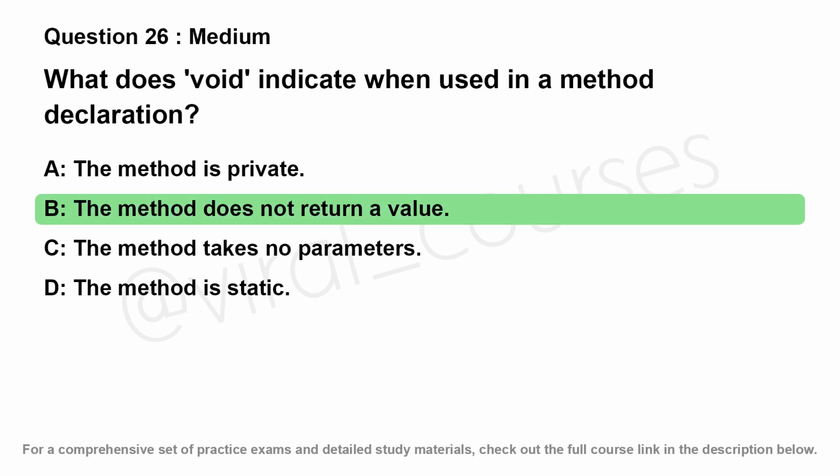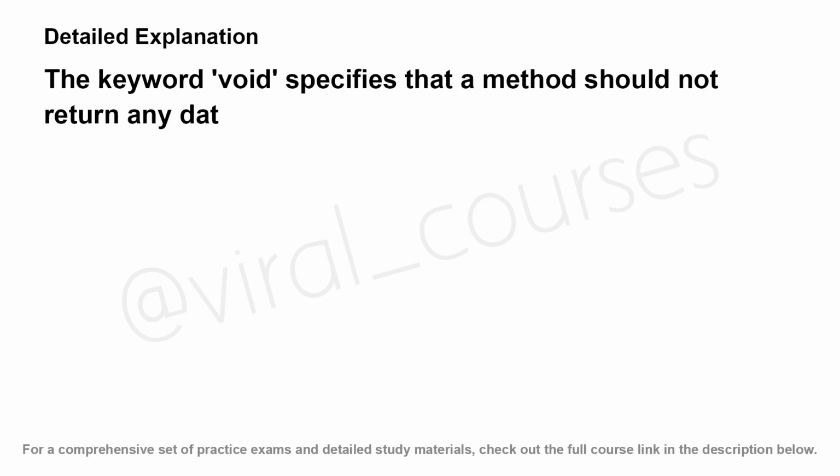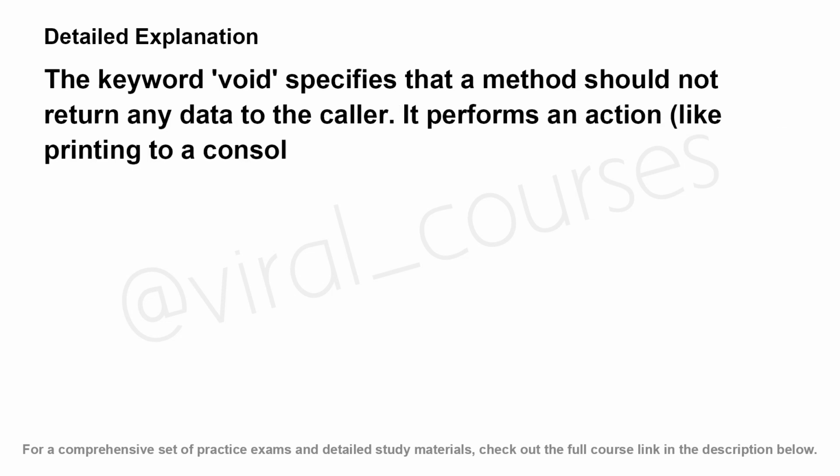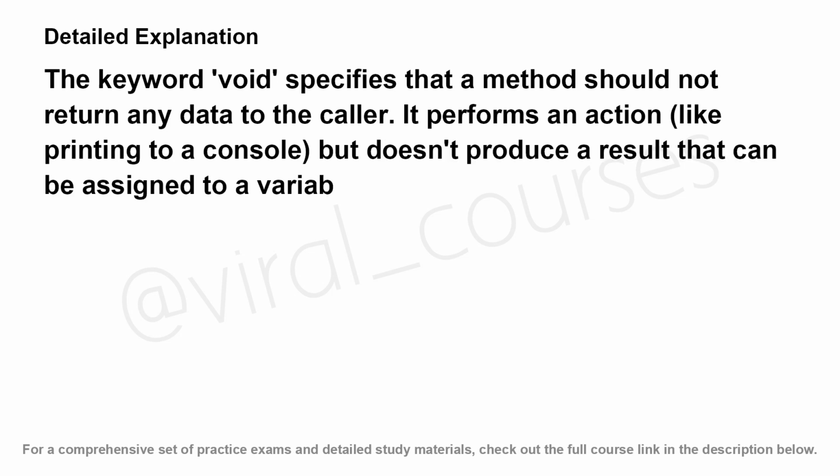The correct answer is B. The keyword void specifies that a method should not return any data to the caller. It performs an action, like printing to a console, but doesn't produce a result that can be assigned to a variable.